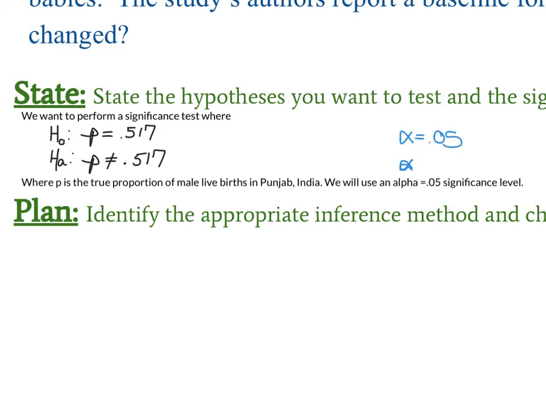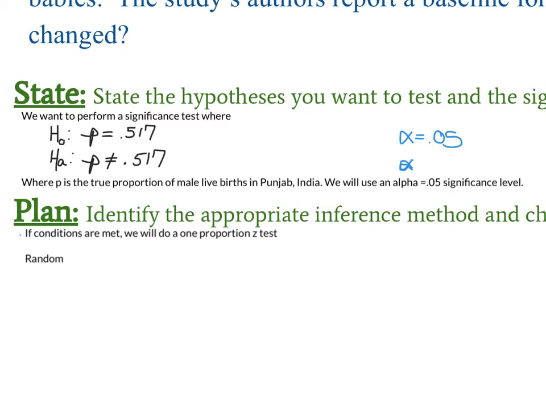We're ready to move on to our plan, which is where we're going to address our conditions, and we will name our significance test. So I'm stating that if conditions are met, we will do a one proportion z-test, and now I'm going to specifically state my three conditions. So my first one is random. And now this is where I need to be a little bit cautious, because I don't think I can just jump right in and say that my births are random.